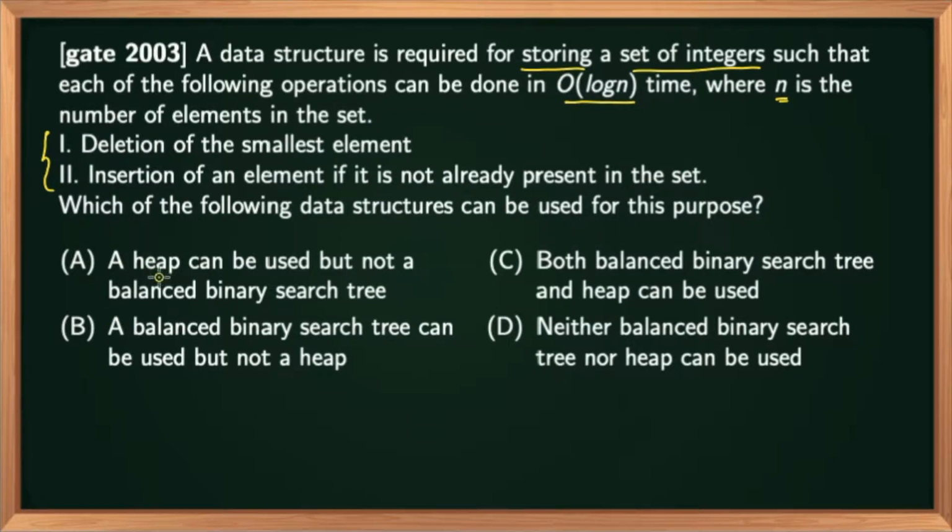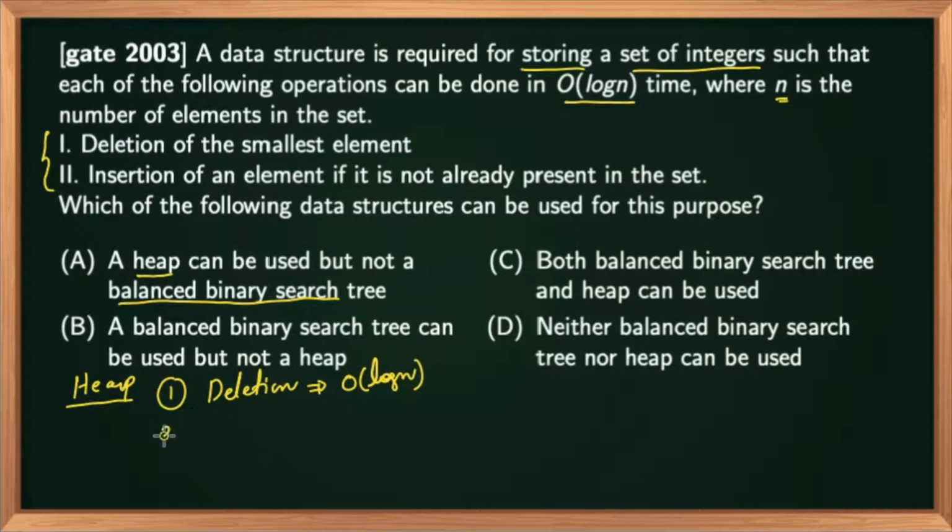So if you see these choices, in all the choices we are comparing the heap with a balanced binary search tree, right? So let's see what are the operations and properties of heap that it supports. So one thing, the deletion operation is supported. So if you have a min heap, you can delete the minimal element in order of log n time.